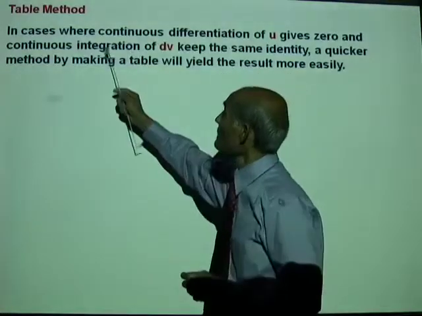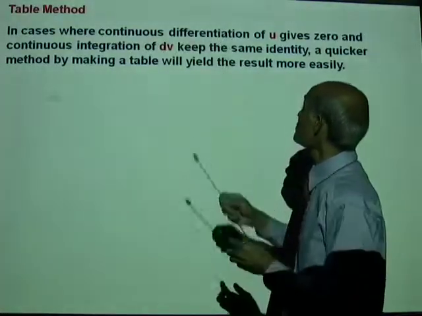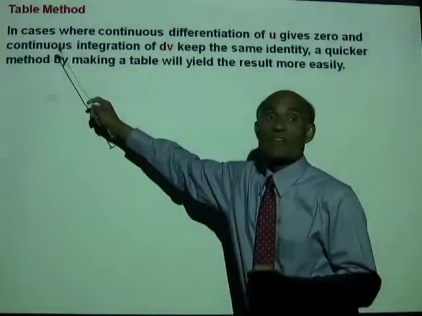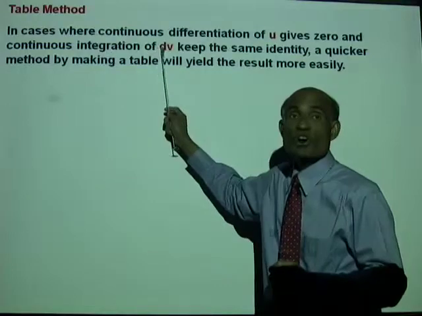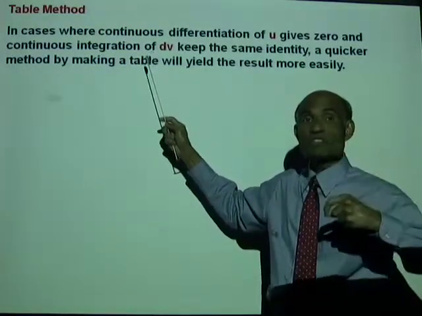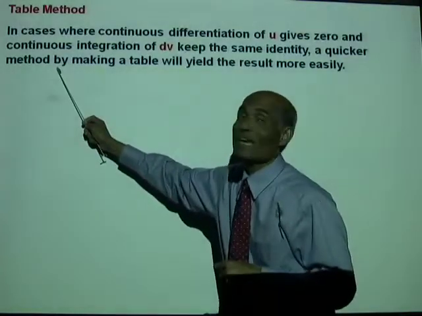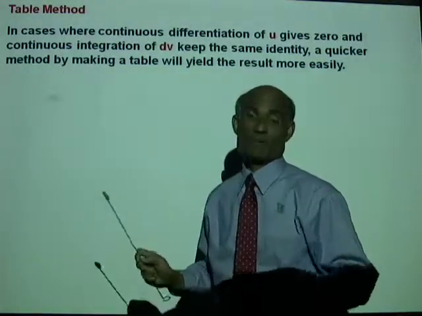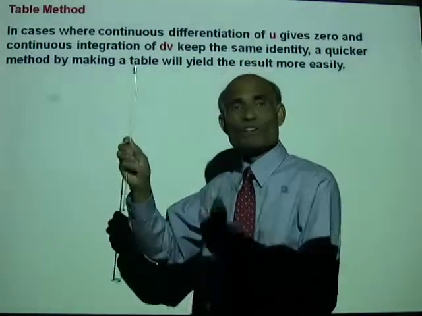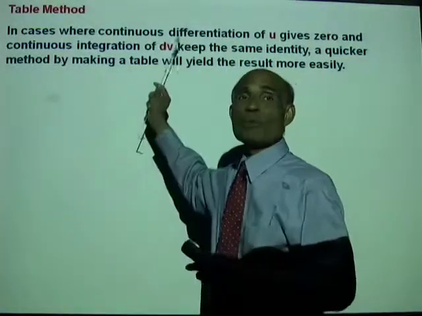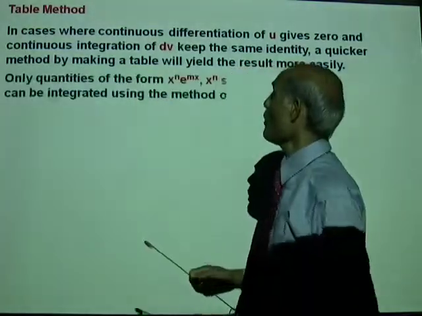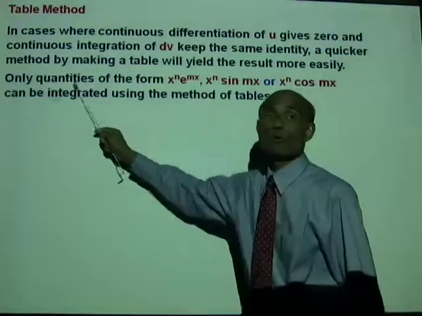So once again, in cases where continuous differentiation of u gives 0 and the continuous integration of dv keeps the same form or the same identity, then we can use a quicker method. Again, a warning for you, this is only possible for this particular case where u and dv satisfy this particular form.